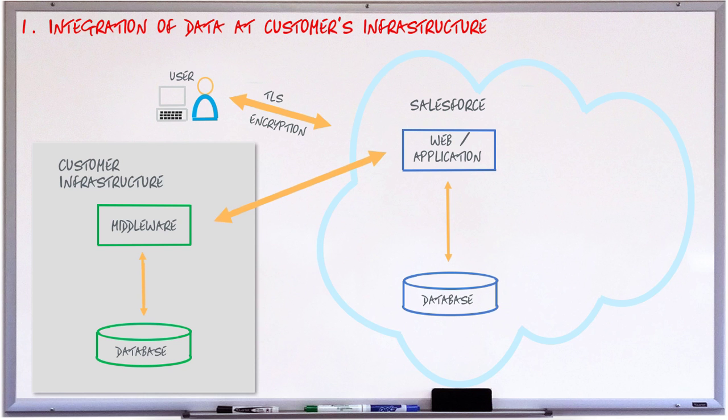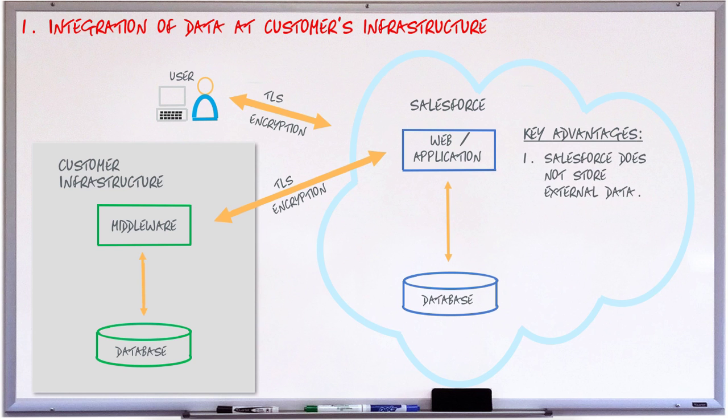With an integration solution like Salesforce Connect or Custom Web Service API, Salesforce can read and write data at the customer infrastructure in real time without storing the data at Salesforce. As long as Salesforce has network connectivity to the external data source, it can be located anywhere. The key advantages of this type of integration include: Salesforce does not store external data. External data is accessed in real time, so there's no data synchronization issues.